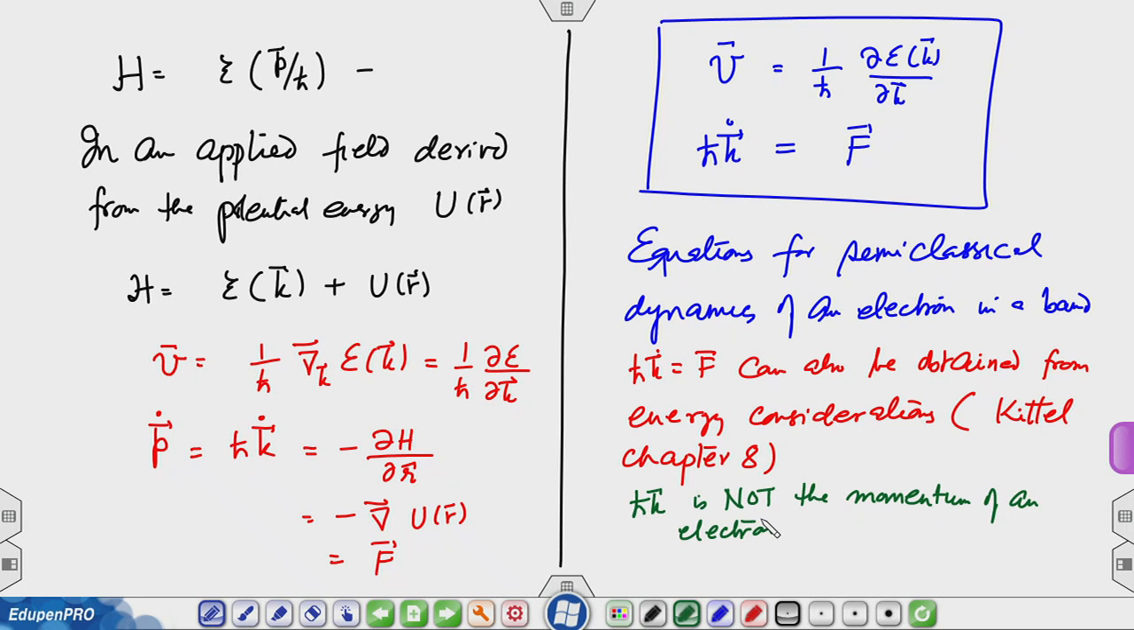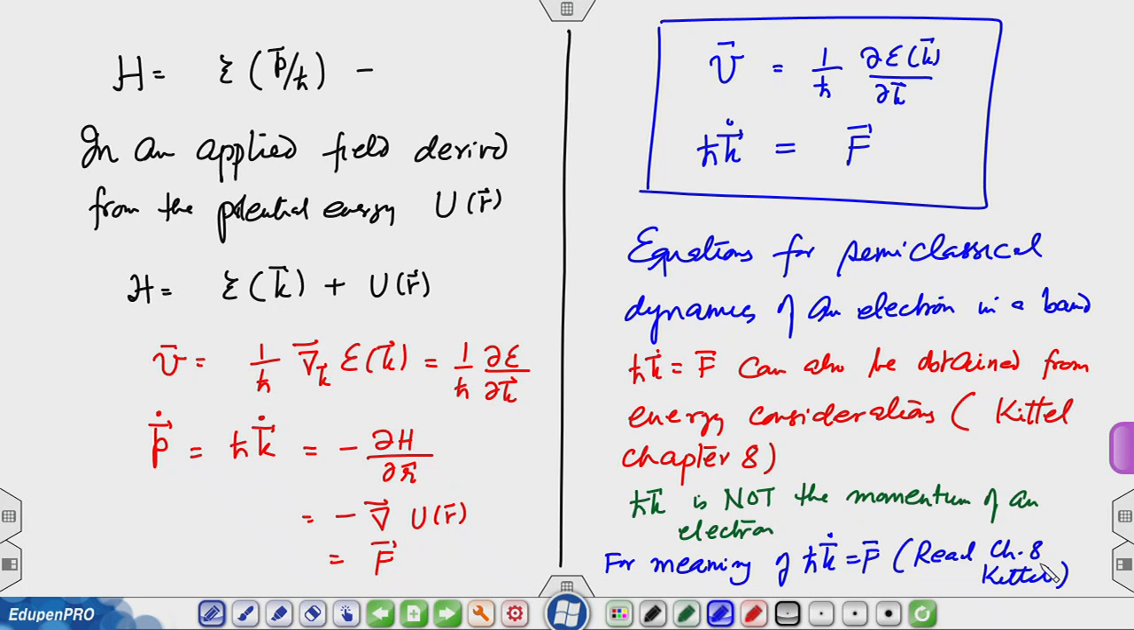Then what does this h cross k dot equals F mean? For that meaning, I would like you to again refer to Kittel, chapter 8. So, this is your reading assignment.